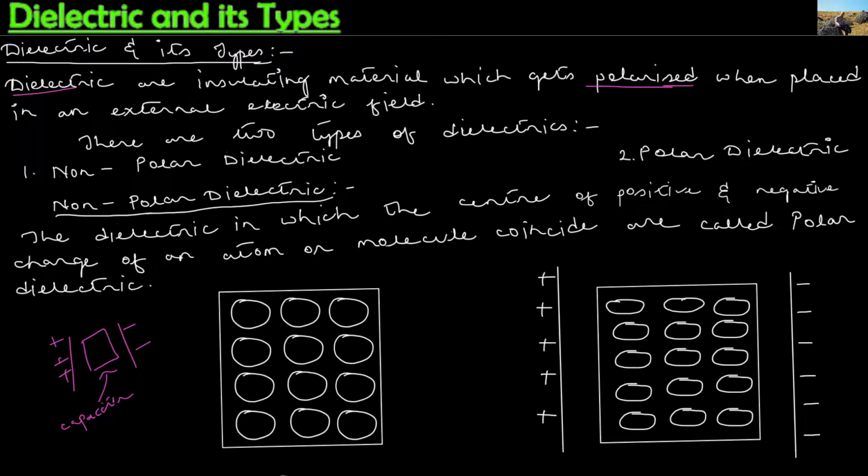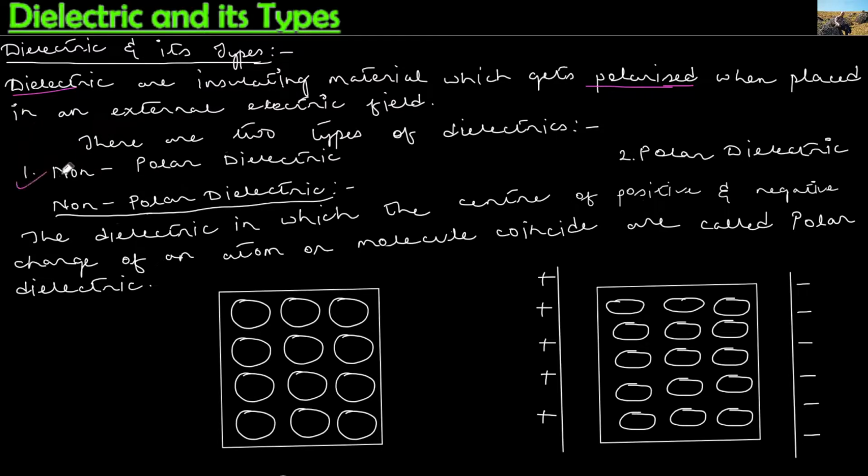So let us understand some of these terms. When we place these dielectric materials inside a capacitor, they will get polarized. Polarization is nothing but the phenomenon in which the molecules split into their positive charge and their negative charge. Now, there are two types of dielectrics.